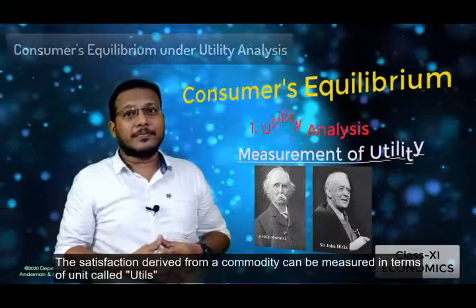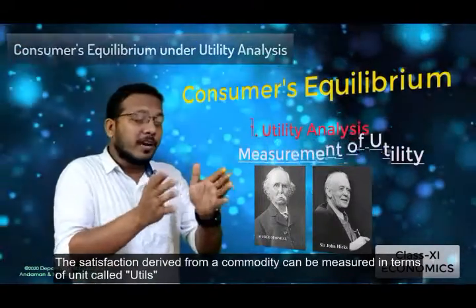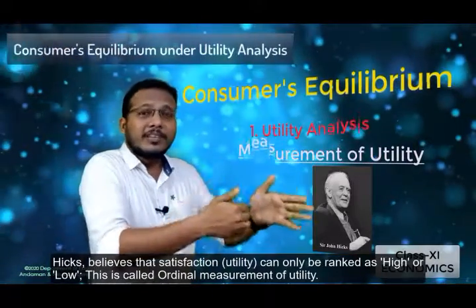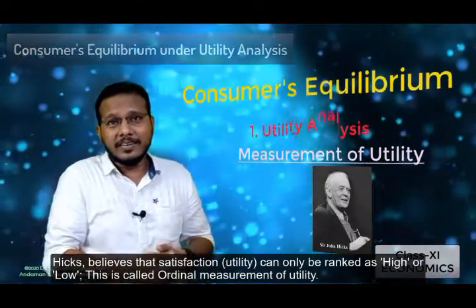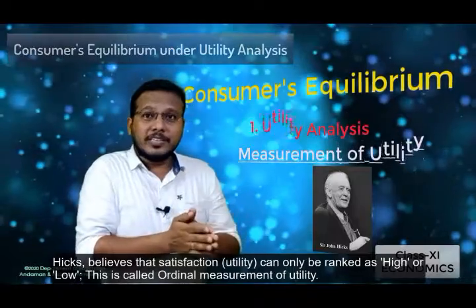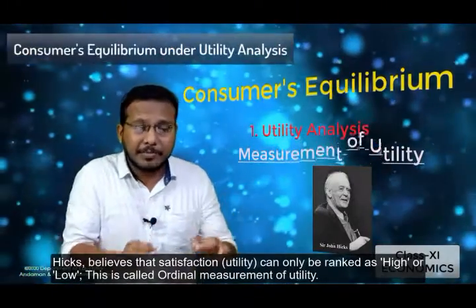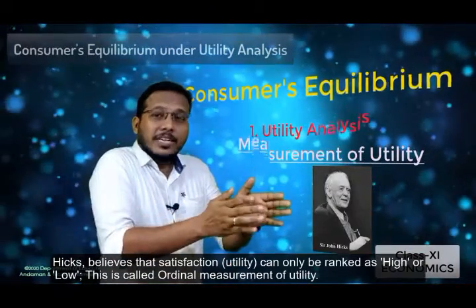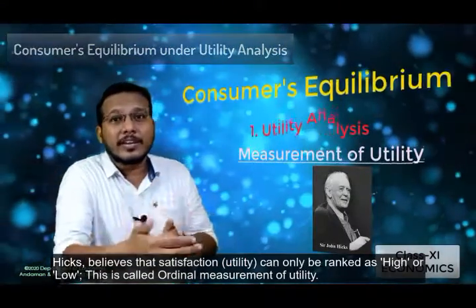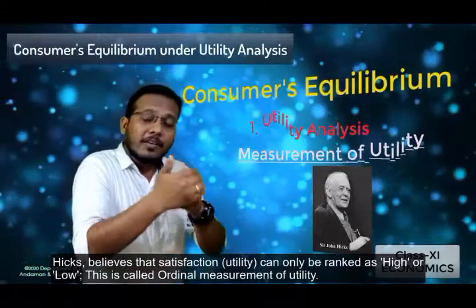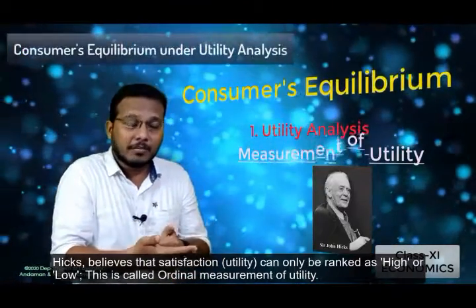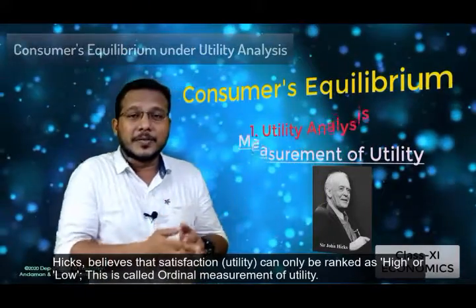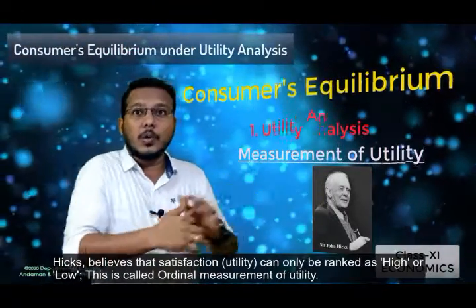23 utils. So that was the opinion of Marshall. On the other hand, the economist Hicks had an opinion that utility cannot be measured by cardinal numbers, it can be measured only by ordinal numbers. Here we cannot exactly count the utility with the help of numbers. We can measure it by degree, or by rank, by giving a rank like high or low.